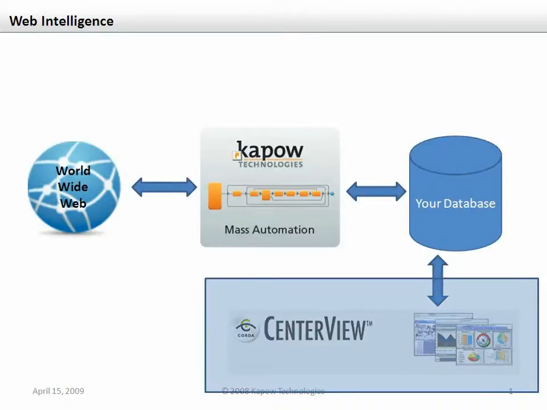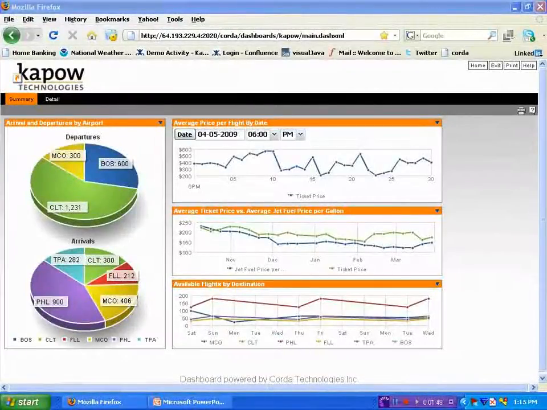In addition, you can see how we use Corda's CenterView product to show the data in a way that allows us to get a clear picture of how that airline is performing. The data extracted can be used by any BI product like Business Objects or Siebel. Let's start the demo by showing you the results first.